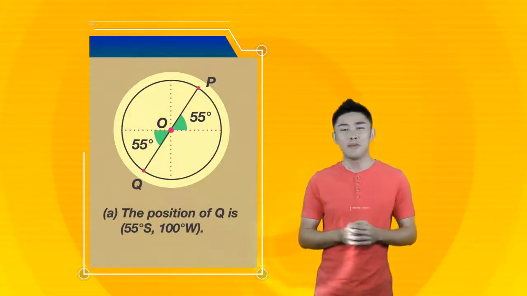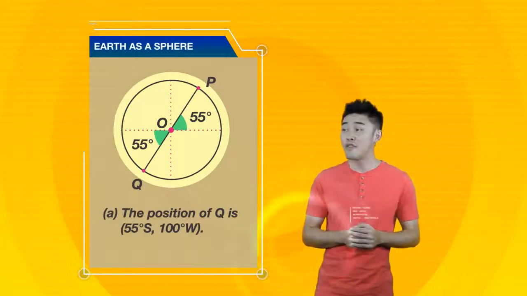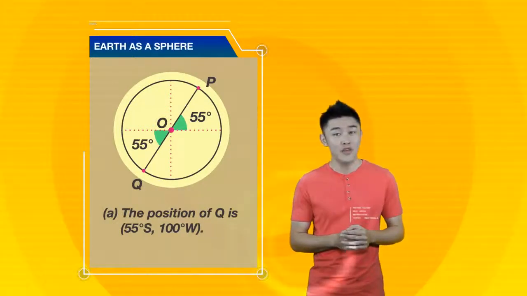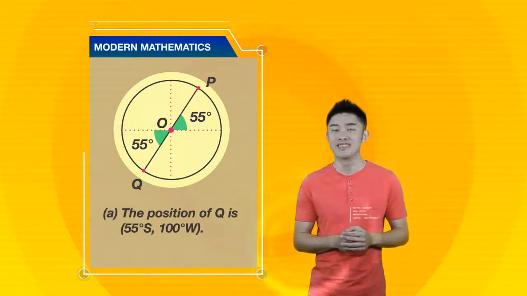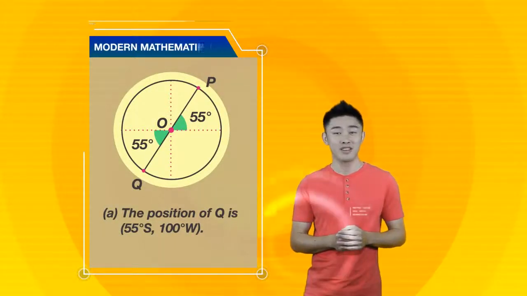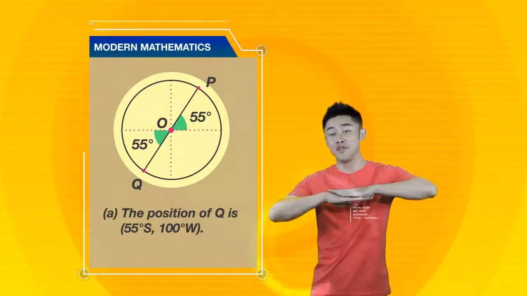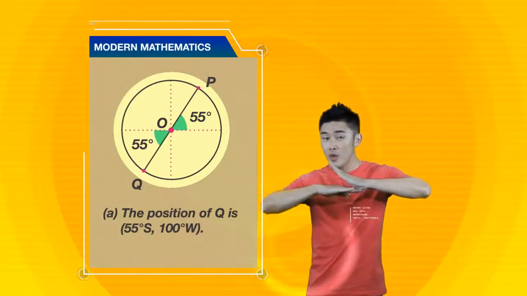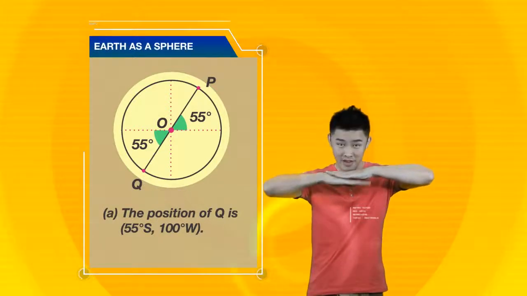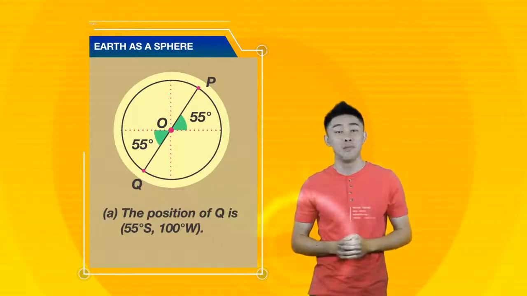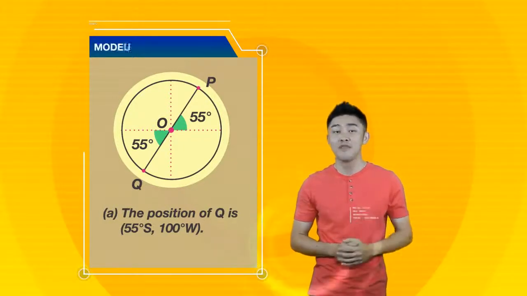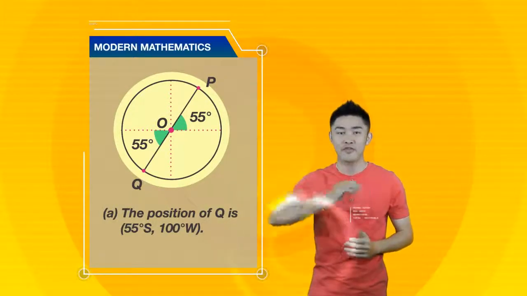Now, realize that P is at the latitude of 55 degrees north, therefore Q will definitely be on the latitude of 55 degrees south. This is because the same angle of elevation from the equator to P will be the same angle of depression from the equator to Q. So we can conclude that the latitude of point Q is actually 55 degrees south.